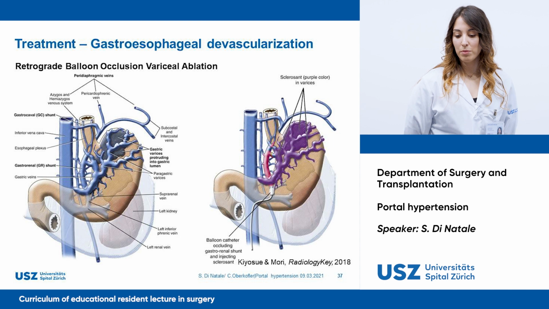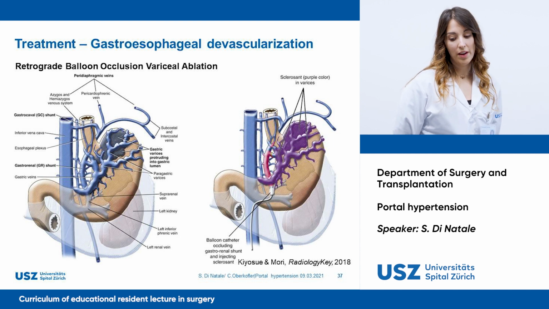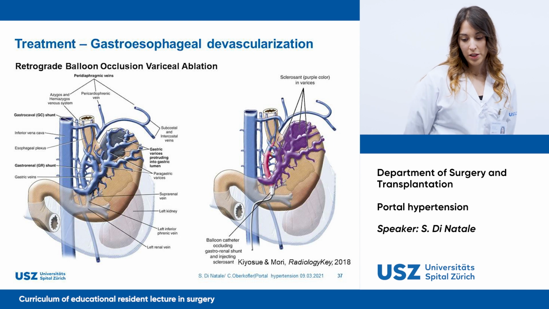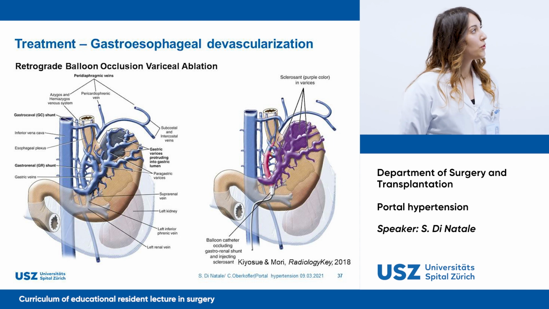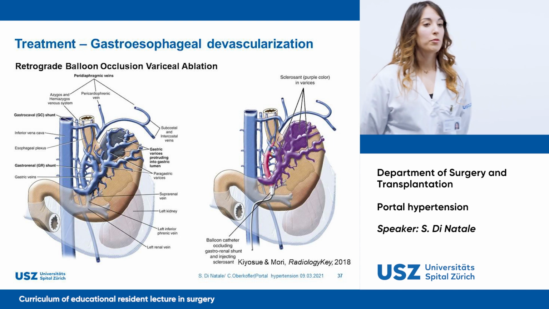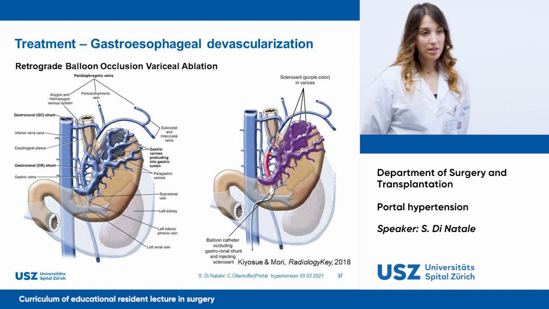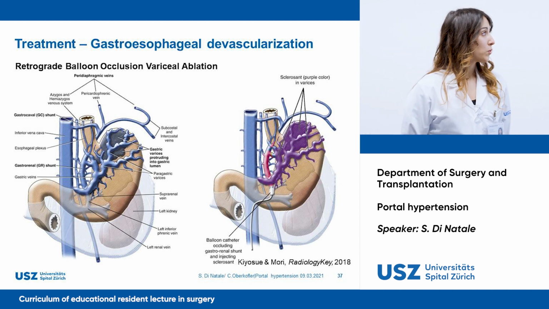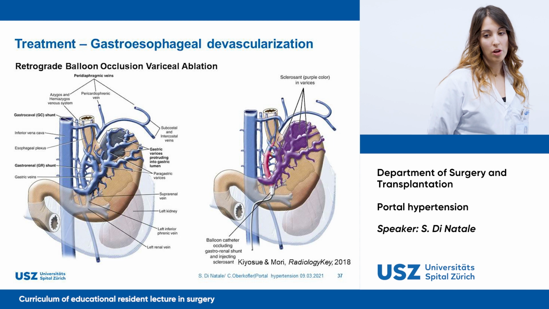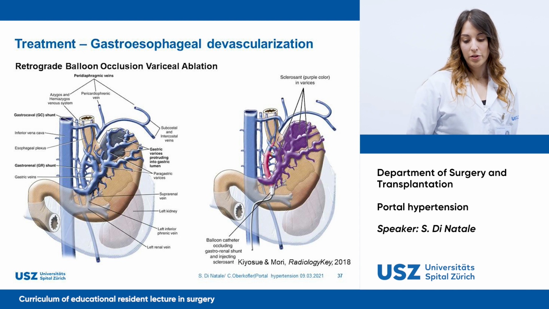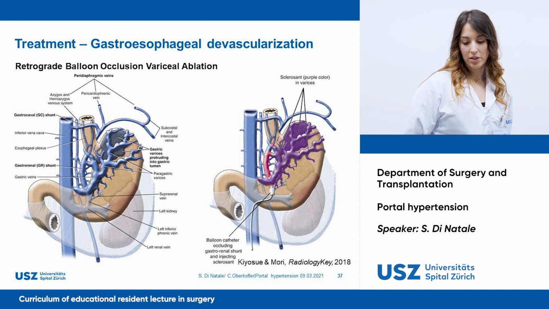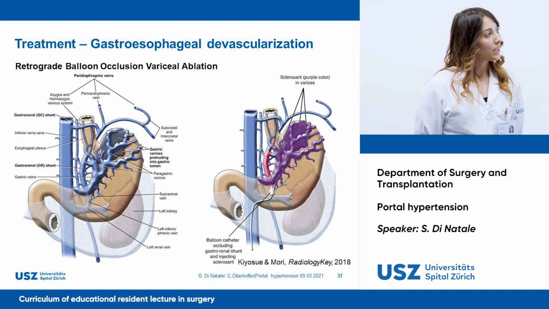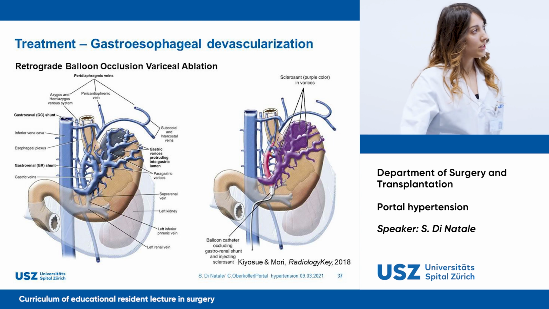There is also possible treatment for recurrent gastric variceal bleeding performed by the interventional radiologists. Here, exemplary, the retrograde balloon occlusion variceal ablation, which is performed in case of gastric varices and in patients with a natural splenorenal shunt. The balloon catheter is inserted into the shunt and it is occluded. After that, sclerosant is injected to stop the bleeding from the gastric varices.